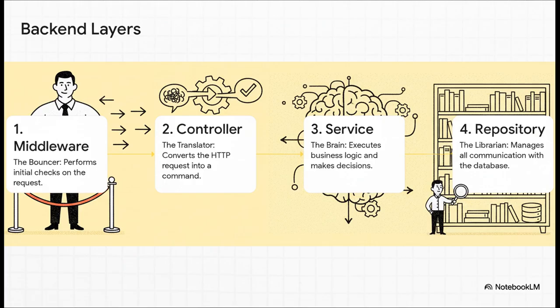Okay, first up, the request hits the middleware. You can think of this layer as the bouncer to a club. Its job is to run quick checks, like logging or rate limiting, before the request wastes any of the application's valuable time. It's your first line of defense.